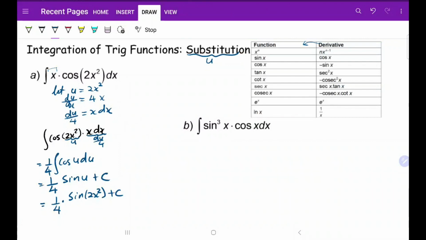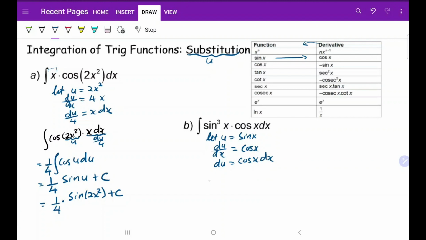Let's look at this next integral. We can see from our table that the derivative of sine is cos. So therefore we can let u be the sine of x. If we take the derivative of this, du over dx, the derivative of sine is exactly cos. This will help us make a substitution for that cos and get rid of it. So once we've done that, we can safely write that du equals cos x dx.